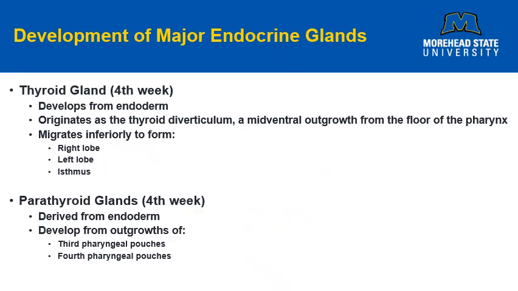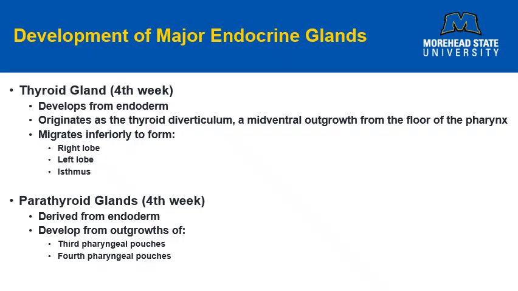The thyroid gland comes forth next. This one develops from the endoderm. It originates as a midventral outgrowth from the floor of the pharynx, and it migrates inferiorly to form its right lobe, its left lobe, and its isthmus.